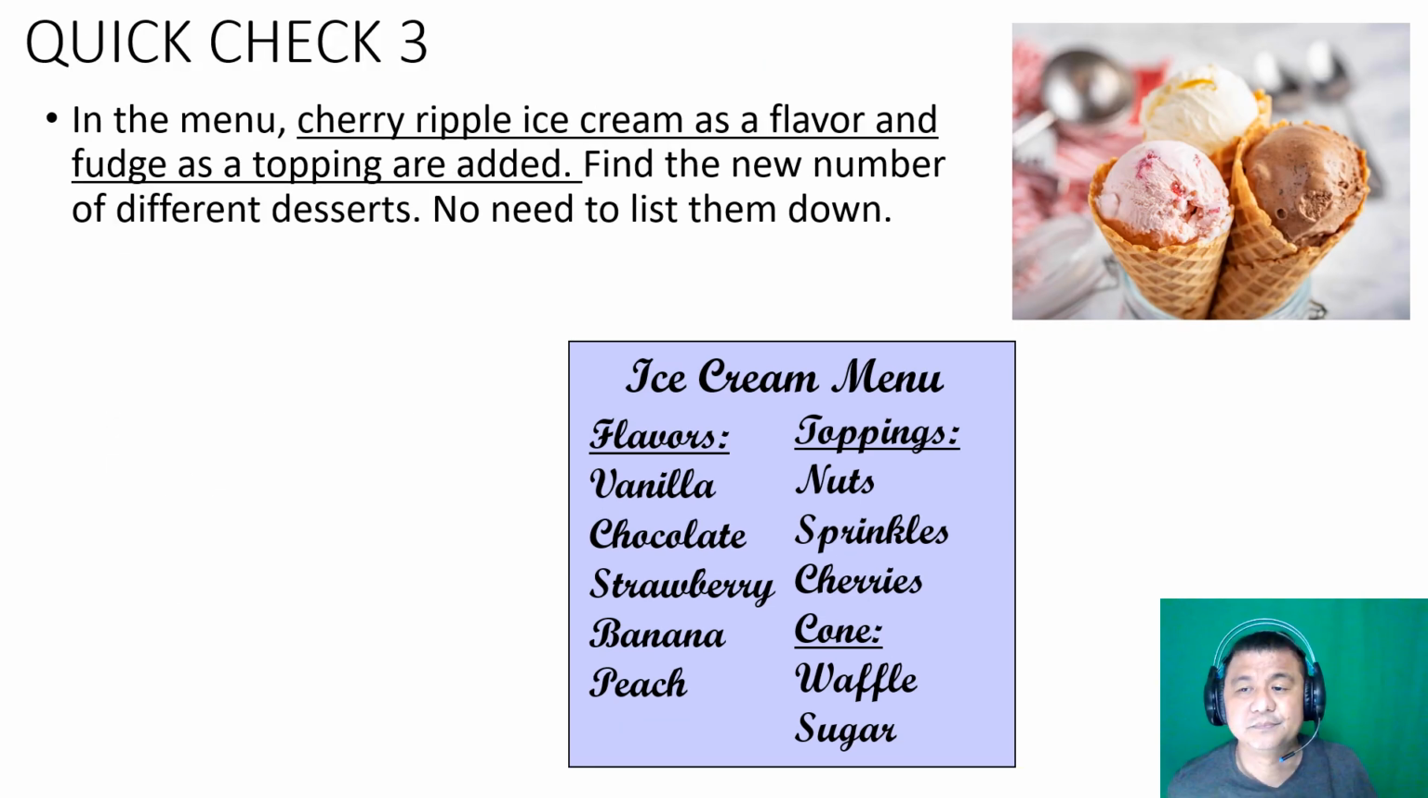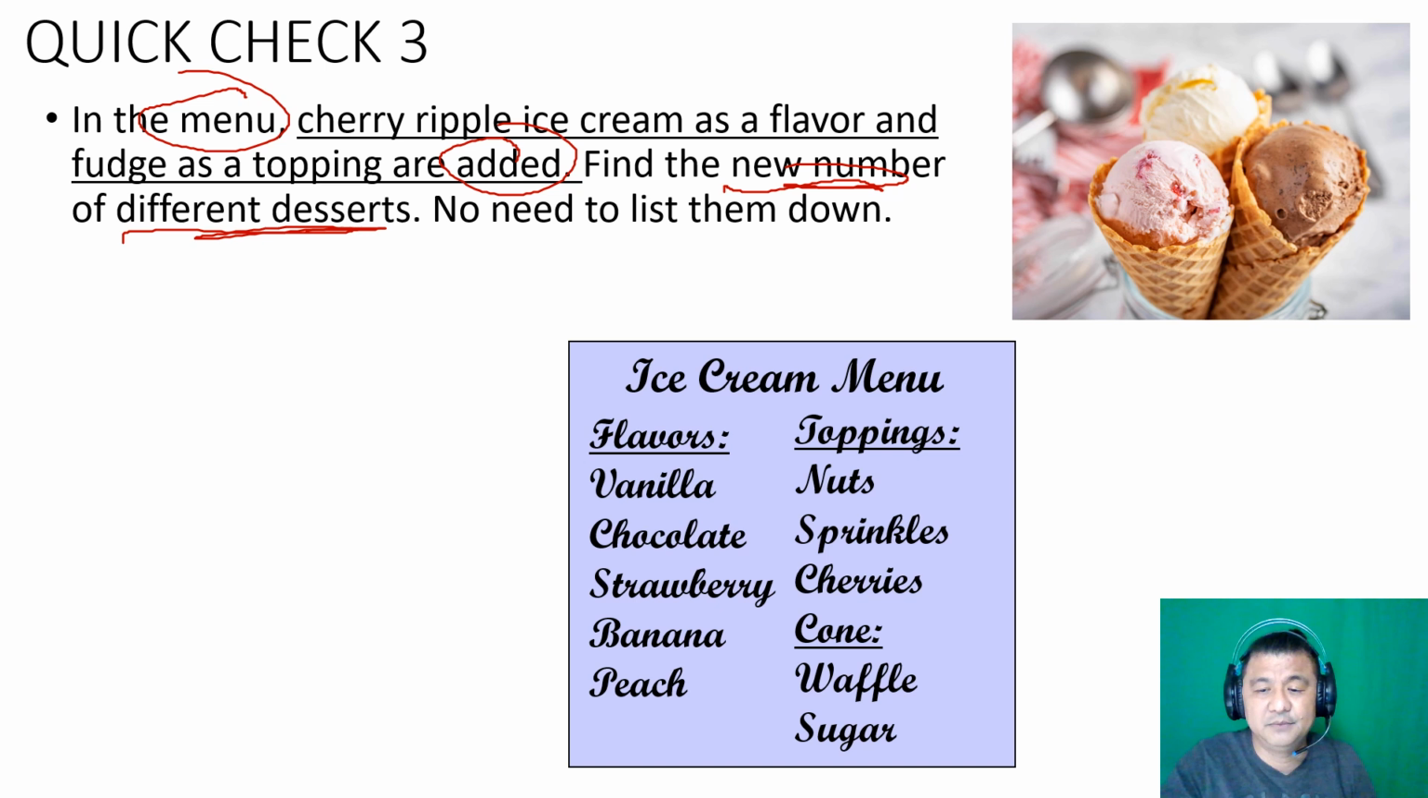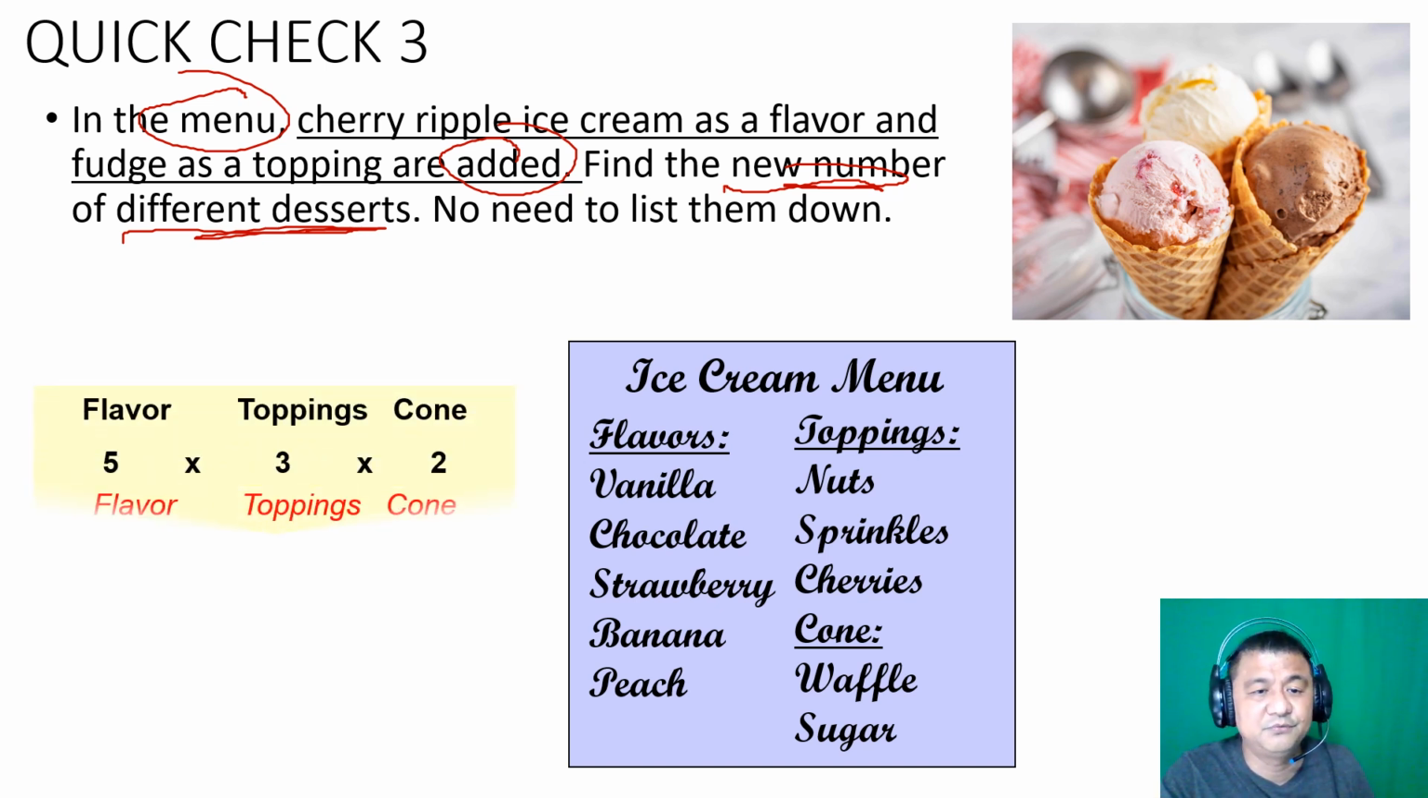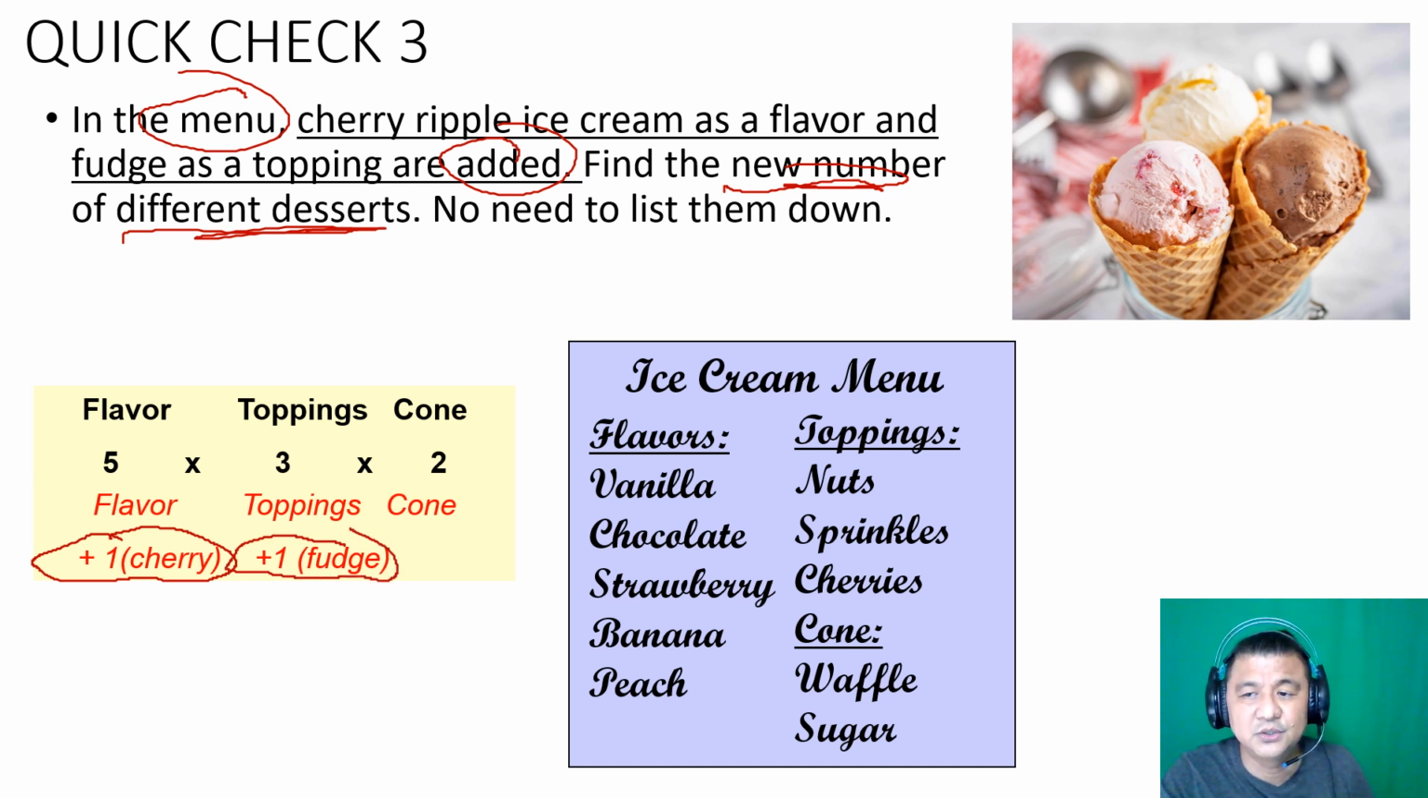Got it? Now let's have a quick check. In the menu, same menu, Cherry Ripple ice cream as a flavor and fudge as toppings were added. So there should be a new number of different desserts. No need to list them. Okay, let's see what we're going to do. The flavors before were 5, 3, and 2. But remember, we added one flavor and one fudge topping. So what are our new numbers now?